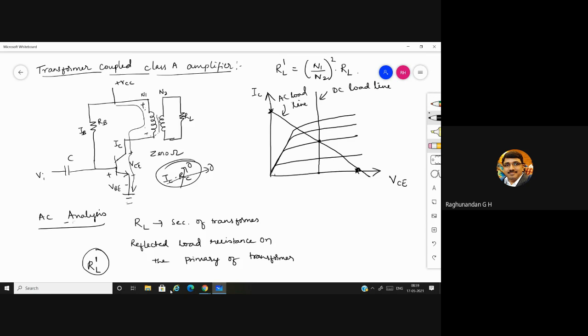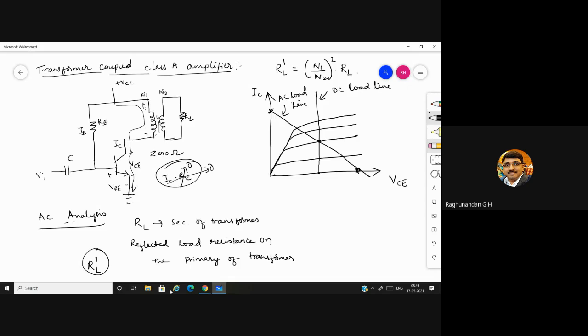So this is known as DC load line. This is known as AC load line. Under AC analysis, we'll be having a slope. For DC analysis, we'll not have a slope. That is the inference we obtained.